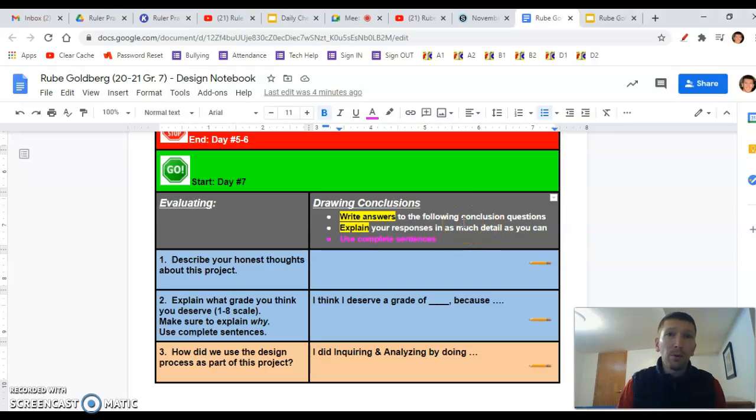So you did the project. Talk in detail about your experience and how it worked for you with your actual project. And then the last part here in pink that's aspire to do is use complete sentences.